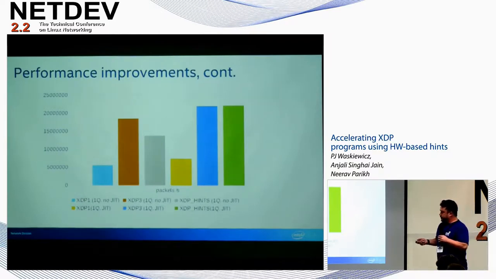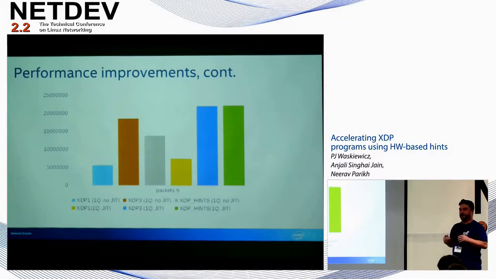But to look at the non-JIT version, XDP3 non-JIT is about 18 million packets per second. Again, this is just pure drop, no parsing. And then the XDP hints is about 14 million. So extrapolating this, I would imagine that we would see that same delta. But it's still a pretty dramatic increase from XDP1, where we're actually doing the packet parsing itself. So right now, at the cap, we're looking at about a 3x increase in performance.